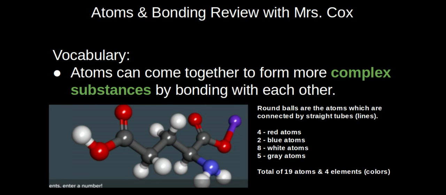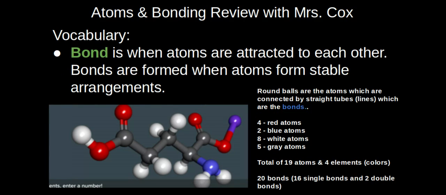So when I look at this, I know I have 4 elements. Remember, elements are on the periodic table. I don't know which elements they are, but I know I have 4 because I see red, blue, white, and gray. I see 4 red, 2 blue, 8 white, and 5 gray. So I have a total of 19 atoms. So if I just counted all of the balls there's 19 of them. I know I have 4 elements because I see 4 different colors.